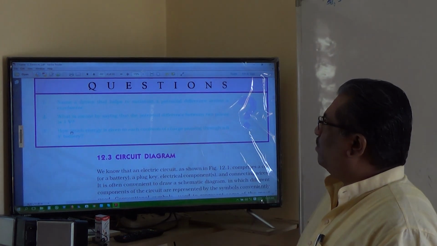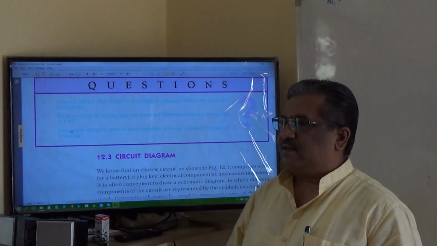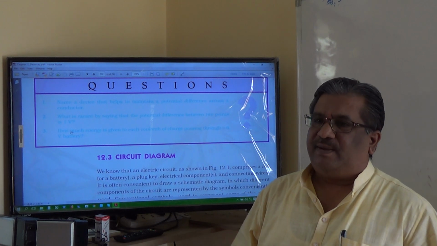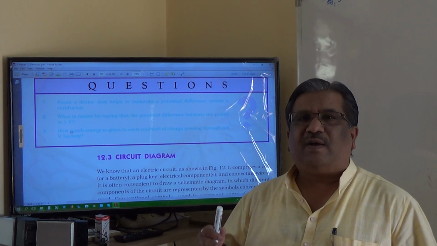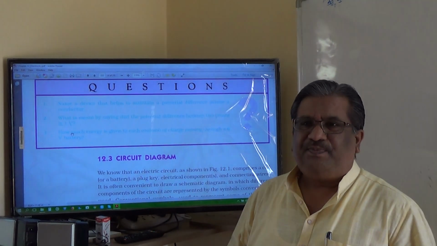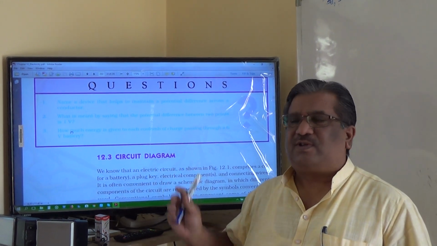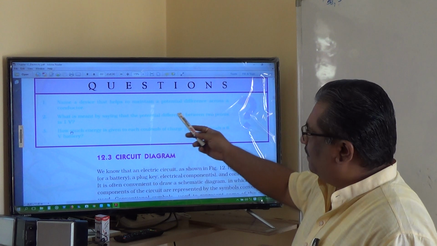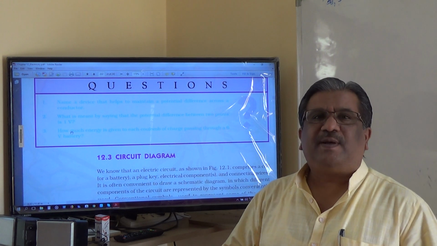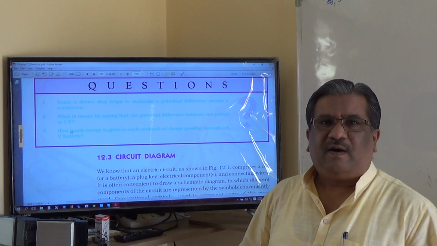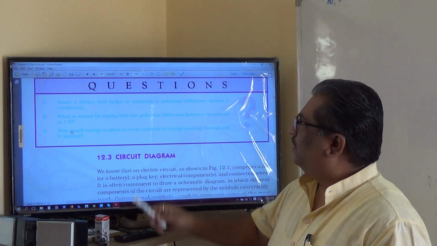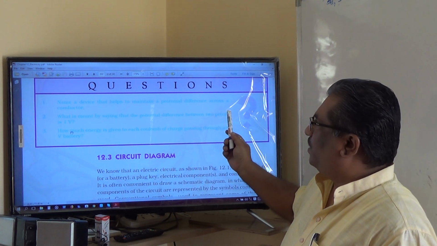Name a device that helps to maintain a potential difference across a conductor. This is a simple question, but many times students have failed to answer this question despite the revision process, despite reading so much. Name a device that helps to maintain the potential difference across a conductor. The potential difference is voltage. Which supplies voltage in a circuit? Battery, or you can also say cell. So the answer is cell or battery is a device that helps to maintain a potential difference across a conductor.